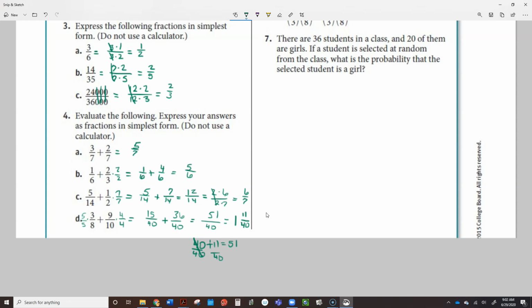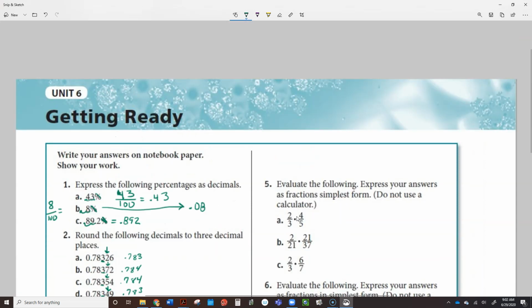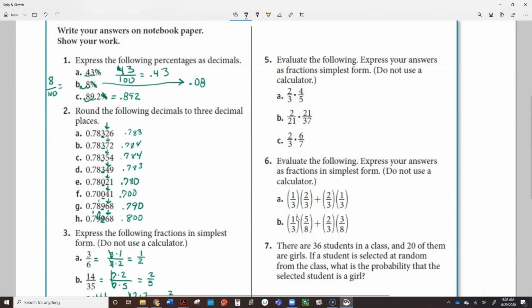I got one group of 40 out, and that gave me 11 extra. So it's 40 over 40 plus 11 over 40. That 40 over 40 becomes a 1. And then 1 plus 11/40 is 1 and 11/40. So either one of those answers are correct.